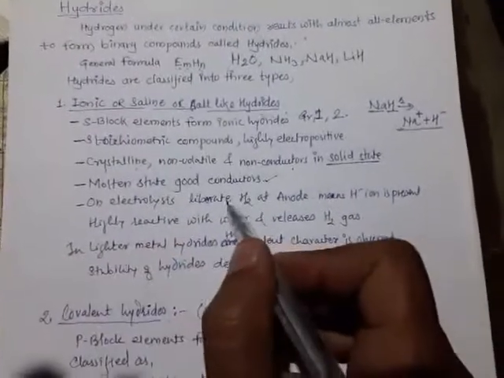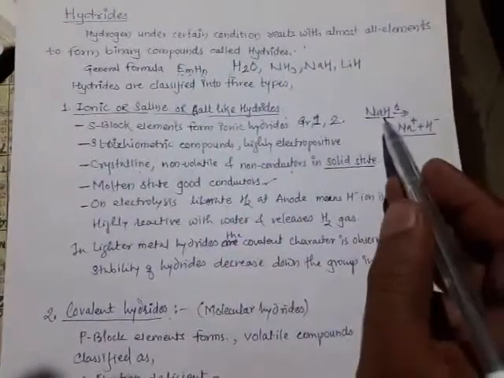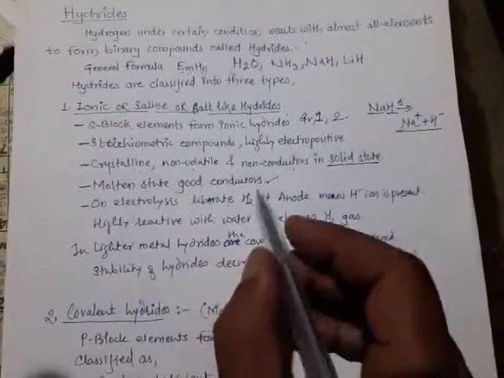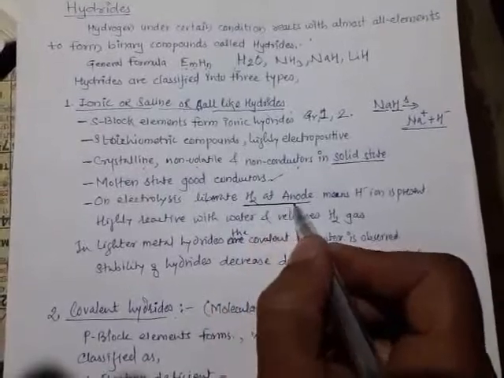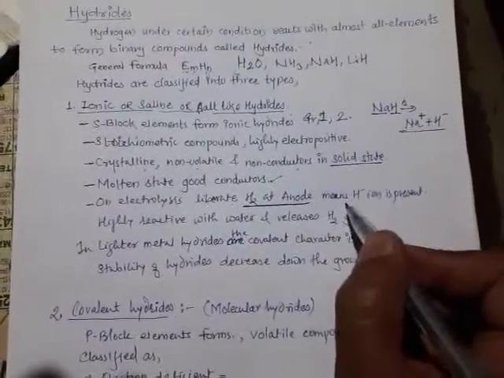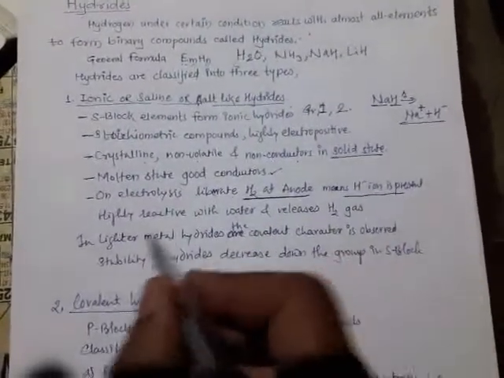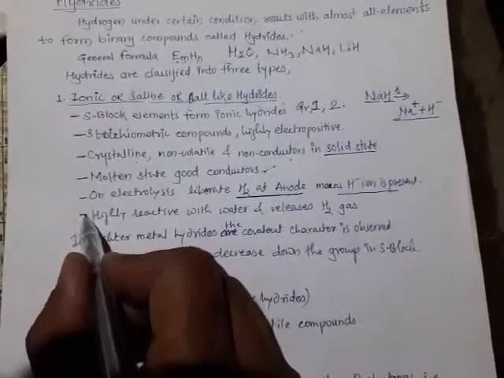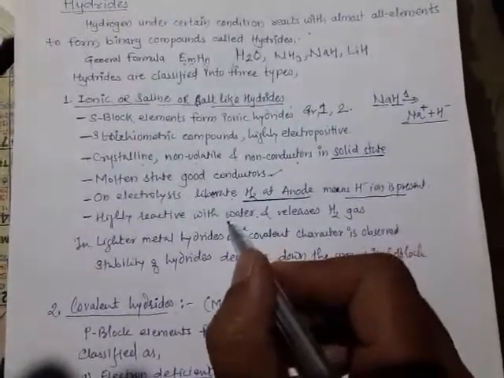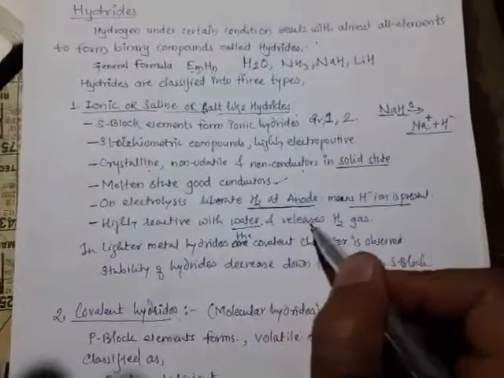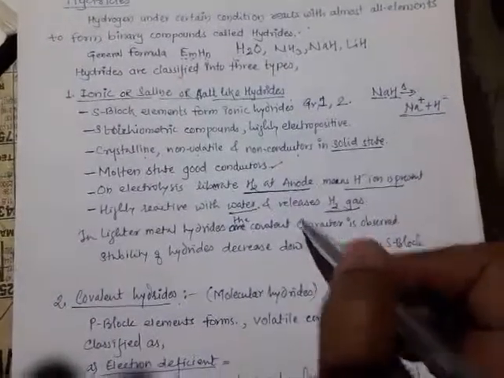On electrolysis of an ionic salt, for example sodium hydride, there is a liberation of H2 at the anode, and this suggests the presence of the hydride ion, H minus. These ionic hydrides are also highly reactive with water and release hydrogen gas. This reaction also suggests the presence of the hydride ion.